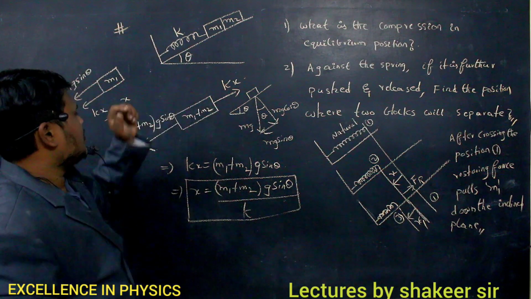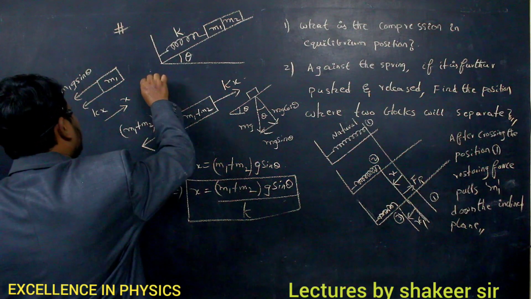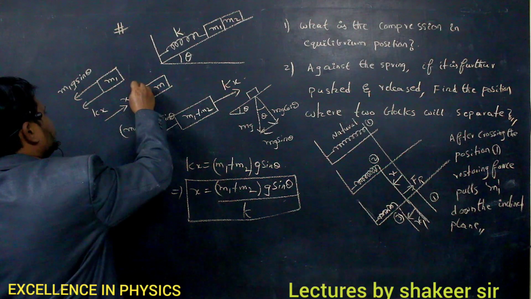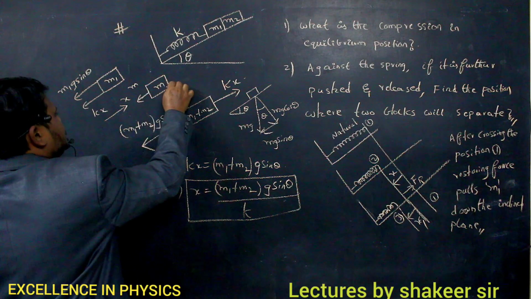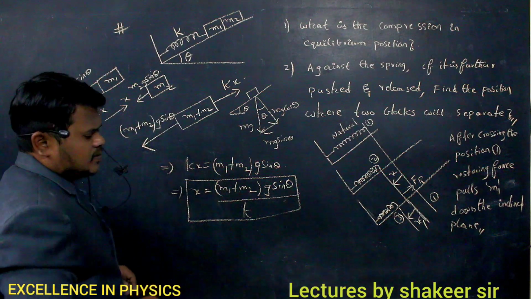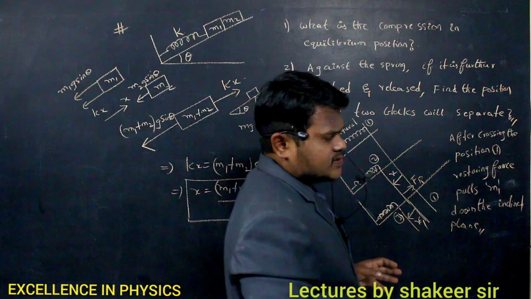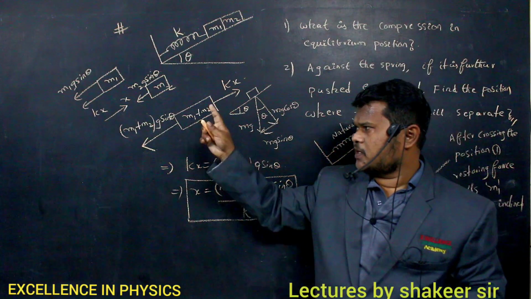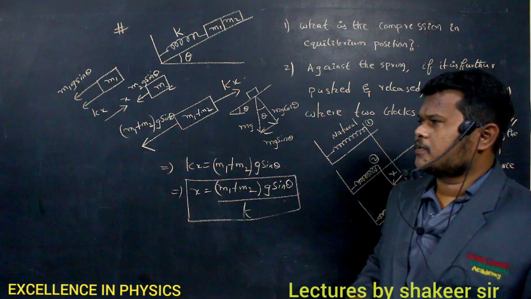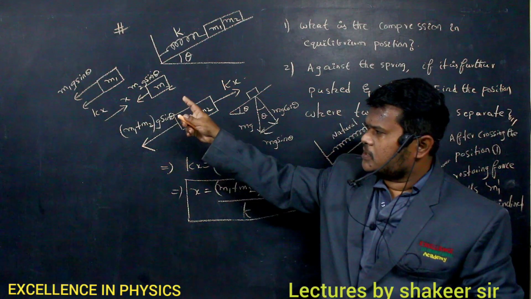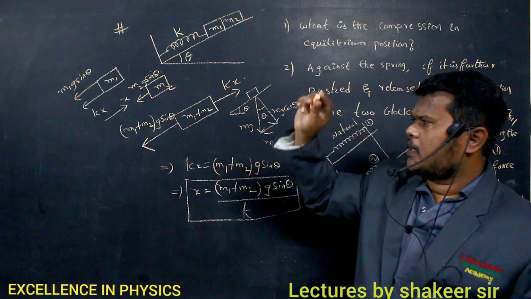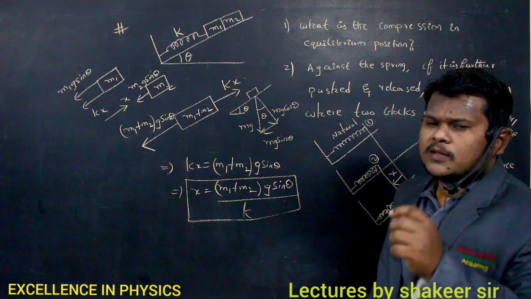But on mass m2, what is happening? On mass m2, there is only one force, and which is that force? This is m2, no? So m2g sin theta. On mass m2 there is only one force, but on mass m1 there are two forces, m1g sin theta and also kx. So therefore the retardation produced in mass m1 will be greater when compared to the retardation produced on mass m2.